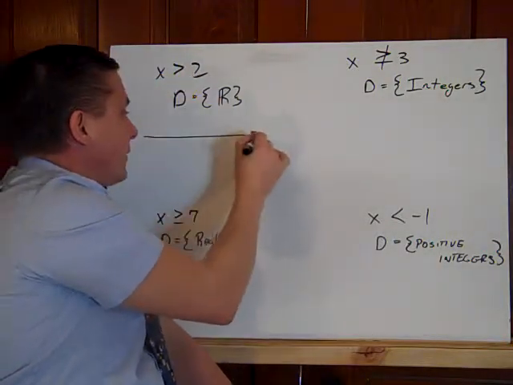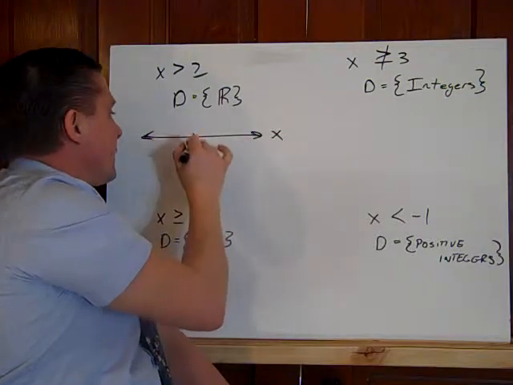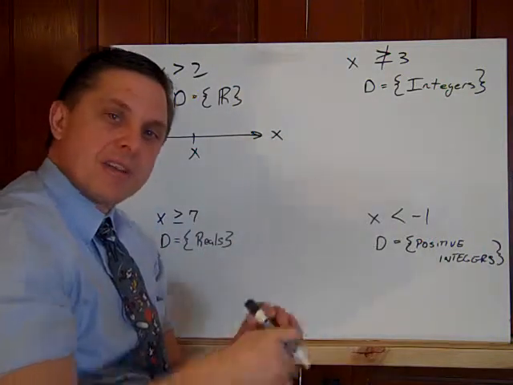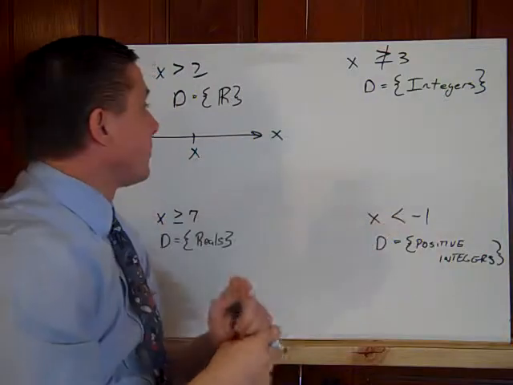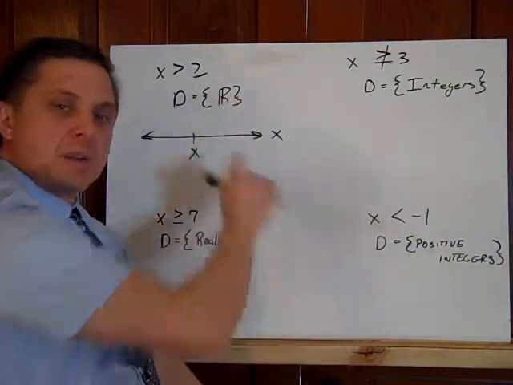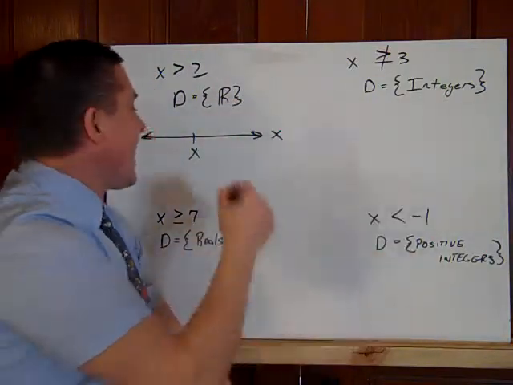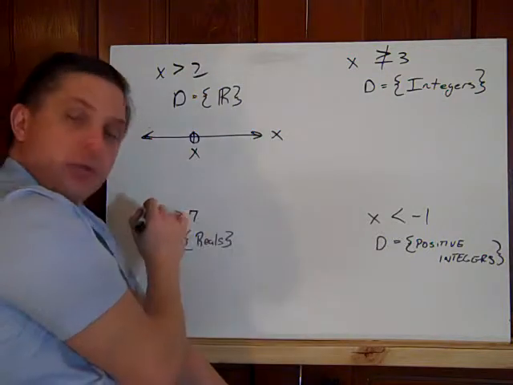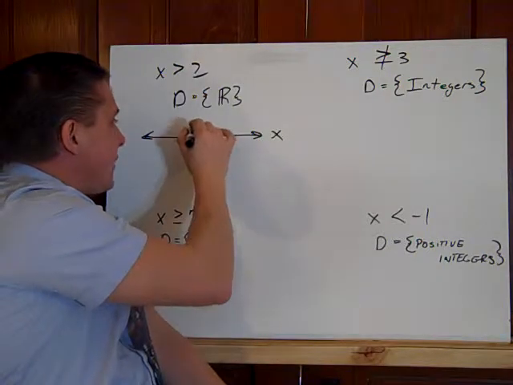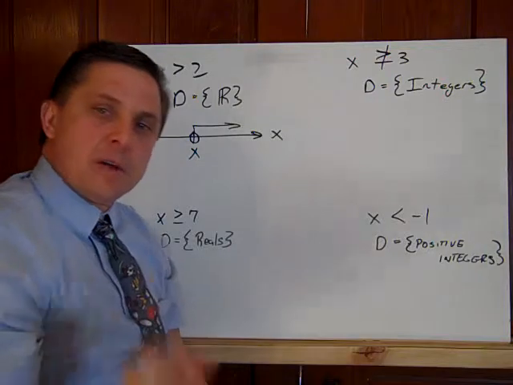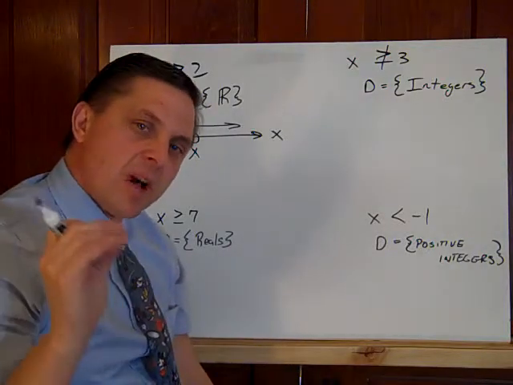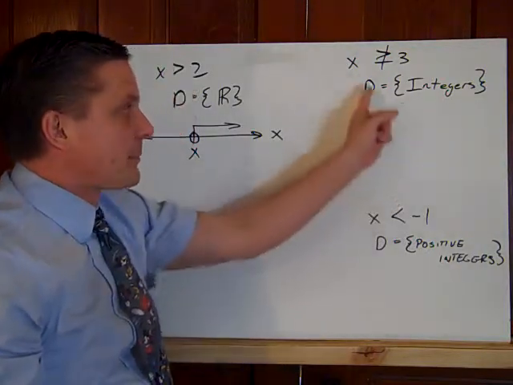So I know I have a number line with x. And if x is just greater than 2, I know it's everything to the right of 2. The question is, what numbers? Well, I have set a domain of all reals. That means it's everything. So it's not equal, so it's an open circle, and it's everything to the right. Very much like we've been doing. Everything we've been doing up to this point has been this domain.